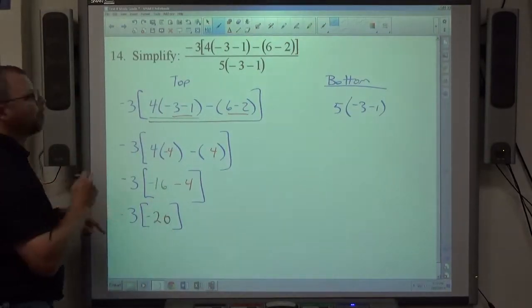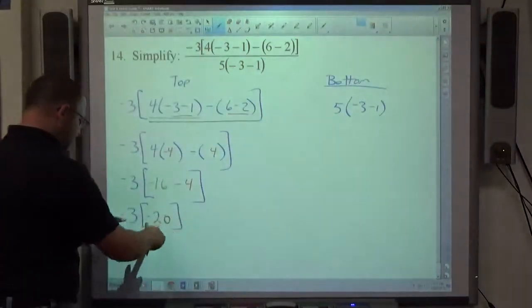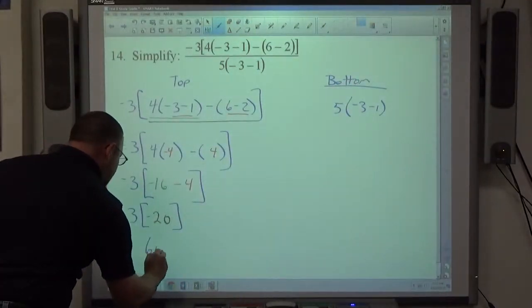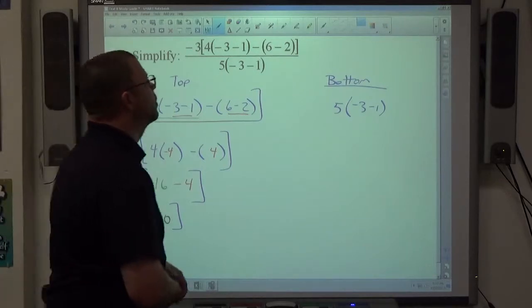And finally, I would multiply my last step. These two numbers are both negative, so I get a positive 60. So the top comes out to positive 60.